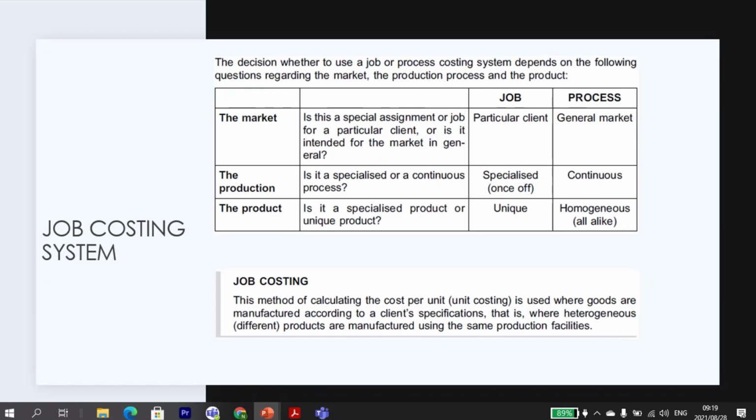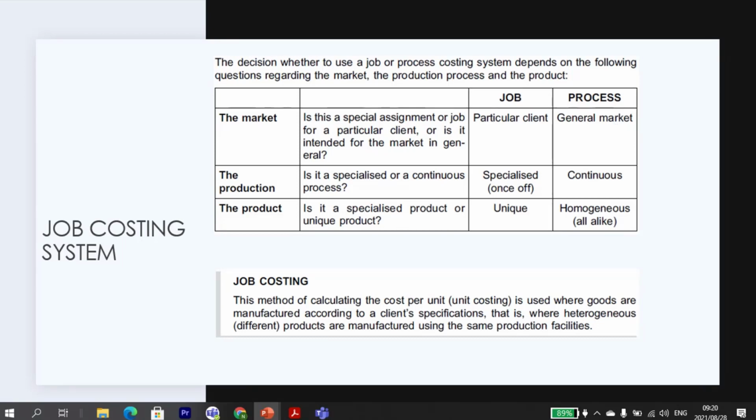I would be saying that I want my private jet to have a kitchen, I want it to have a bed, I want this. It would be specific to that client. That's when you will use job costing. Whereas with process costing, it's the 3 Series BMW, everyone wants it. So it will be the general market. They will make them the same. It might be in different colors, but the making of that car is the same for that specific target market.